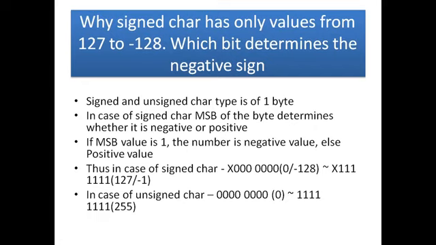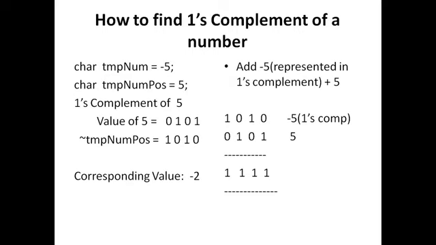Before we get started, let's dive deep into what the 1's complement of a number is. 1's complement is nothing but a NOT operation. For example, I have a character which is -5 and the positive number is 5. I'm going to do a 1's complement, that is, a NOT operation. So what is a NOT operation? All the zeros you convert into 1, and all the 1s you convert into 0. 0 to 1, 1 to 0, 0 to 1, 1 to 0. This is the corresponding 1's complement. That's the NOT operation. The corresponding value is -2.